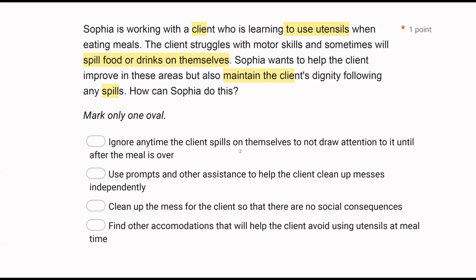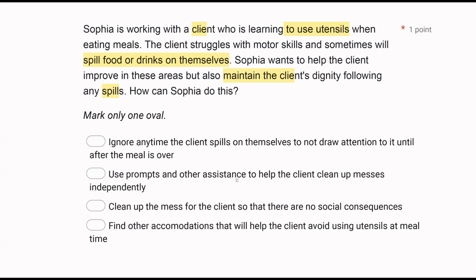A, ignore any time the client spills on themselves. Do not draw attention to it until after the meal is over. Well, if the client is spilling all over themselves, ignoring it isn't going to make it go away, especially if it's in a social gathering. People are going to notice. So we can't just have the client pretend it's not happening.